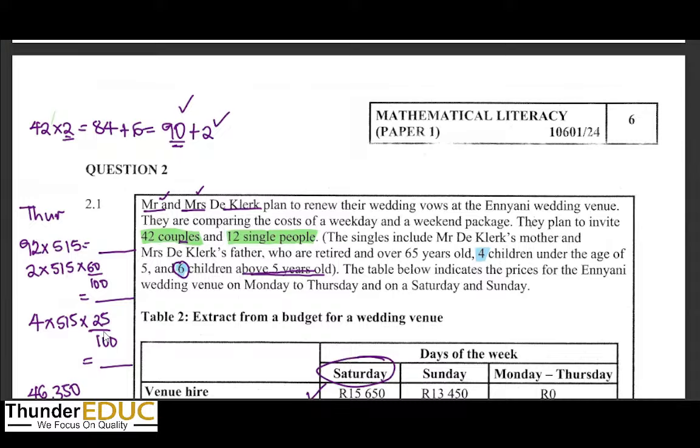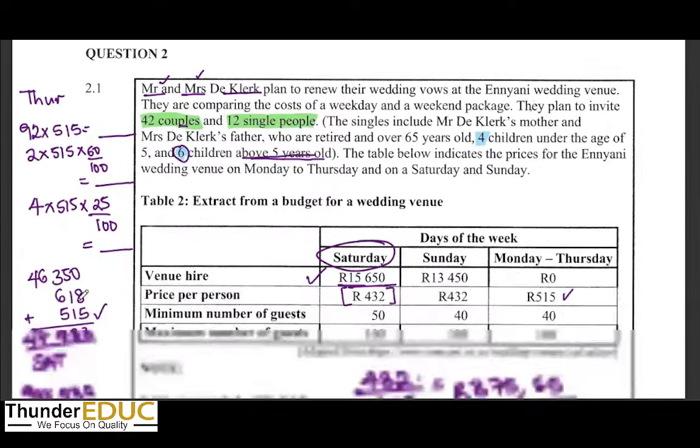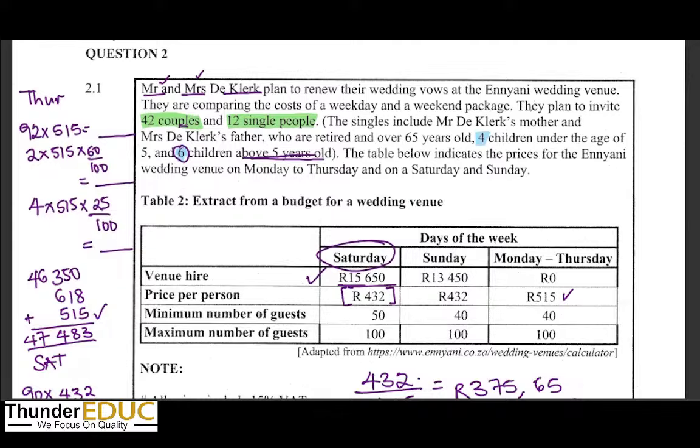92 times 515. We have the answer here as 47,380. 57,380 plus 18 plus 5. This was supposed to be 485,133.